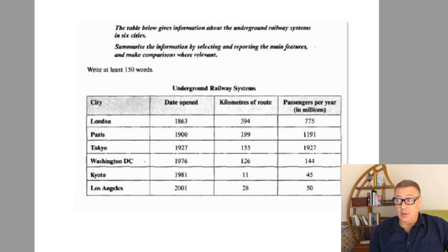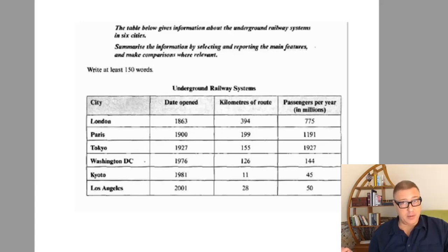So the categories where the comparisons are more relevant would be kilometers of route, so how much track is there, and passengers per year in millions. And if we look, 1, 2, 3, 4, 5, 6 times 4, we've got 6 categories with 18 pieces of information, 3 pieces for each one. So like in the pie charts lesson I mentioned, if you get a table like this with 10, 12 pieces of information, most likely it's going to be easy to describe each one, to talk about each one, mention each one specifically. If you've got this many, you definitely don't have time to do that.